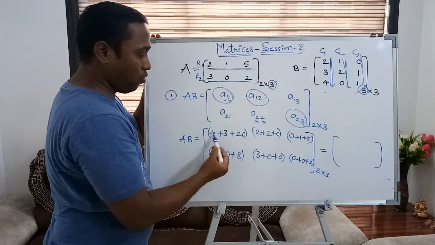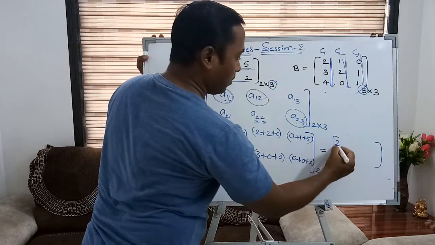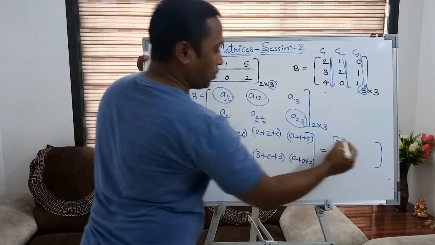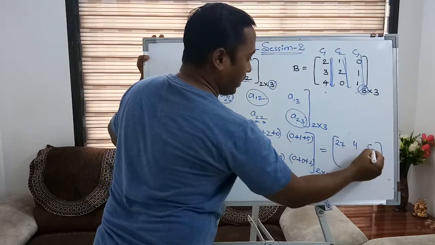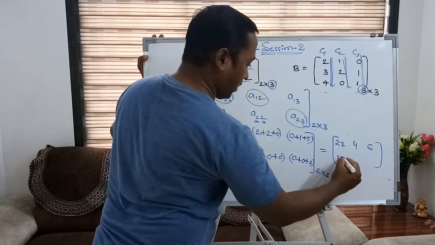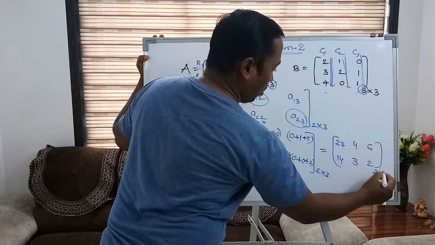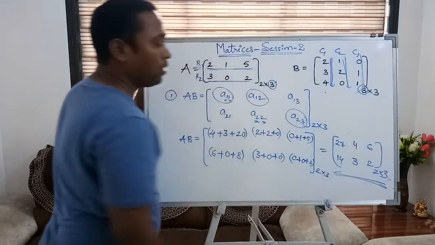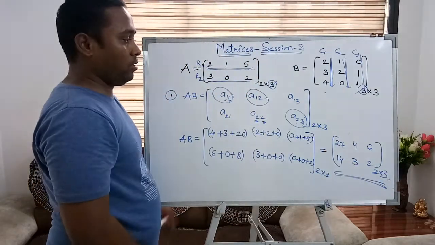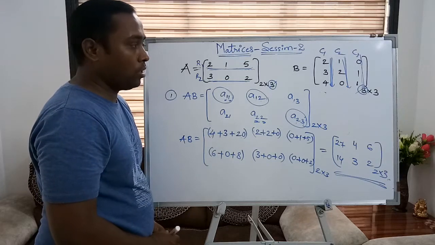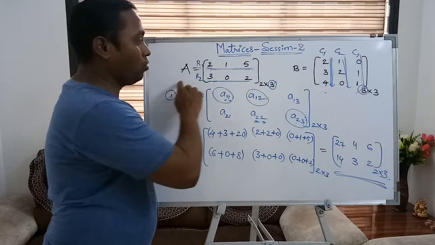What is the result here? 4 plus 3 plus 20 is 27, and then 2 plus 2 is 4, 0 plus 1 plus 5 is 6, 6 plus 8 is 14, 3, 2. So you got the final answer here. This is the methodology to do the multiplication of two matrices.